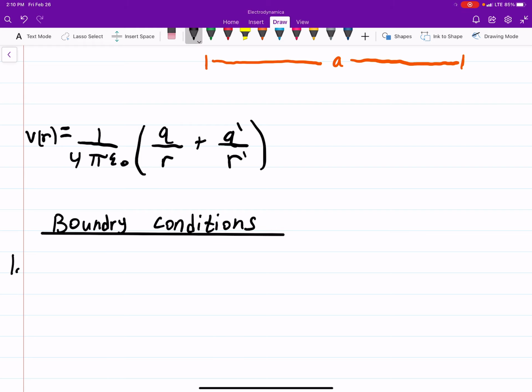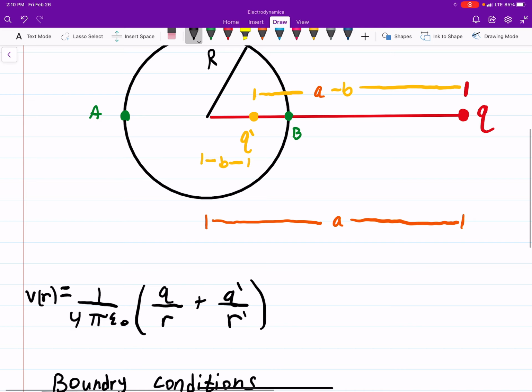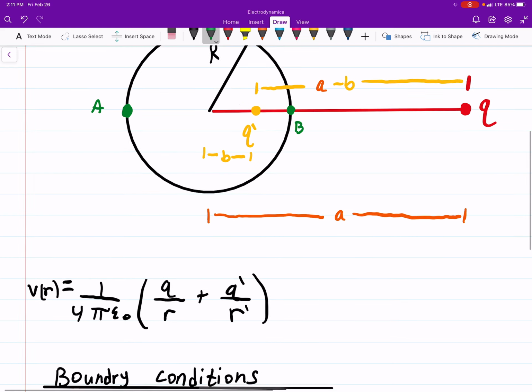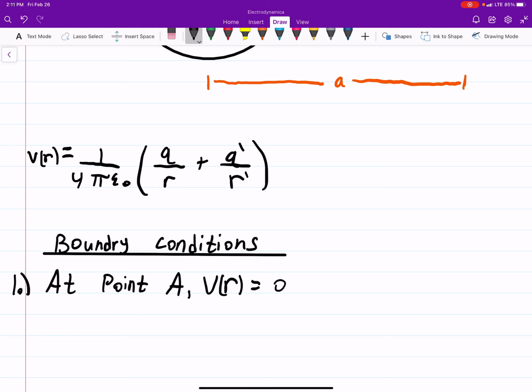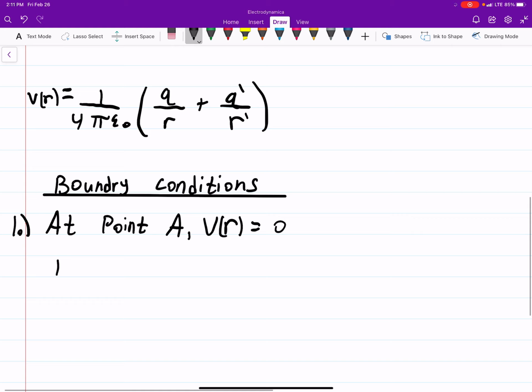So the first condition is if we look at point A here, the potential should be 0 because it's along the surface of what was once our sphere, and the potential there is 0 because it's grounded. So at point A, our potential as a function of r should be equal to 0. So let's plug that in. We still have our 1 over 4 pi epsilon naught, q over r.